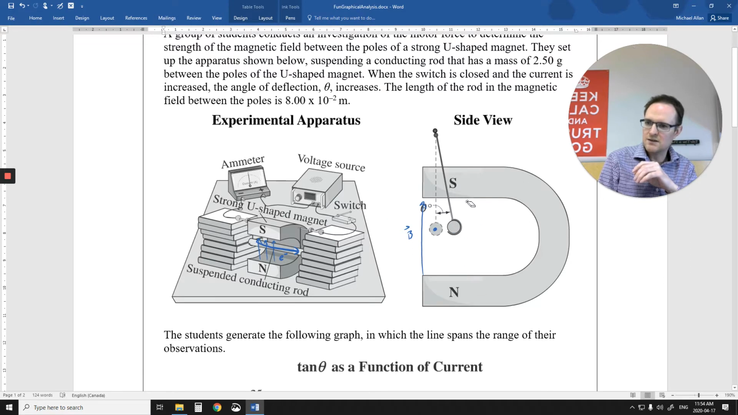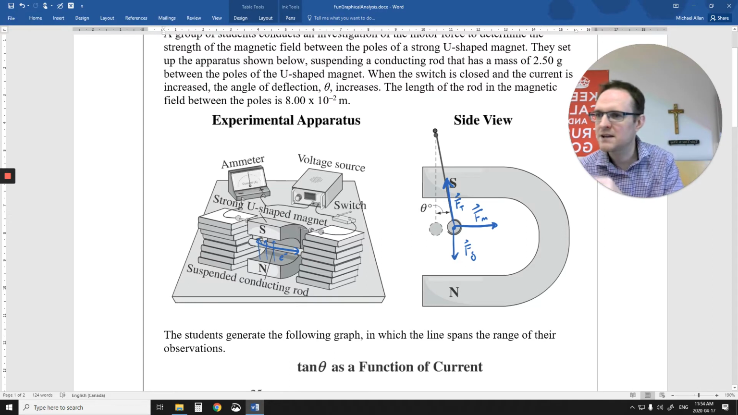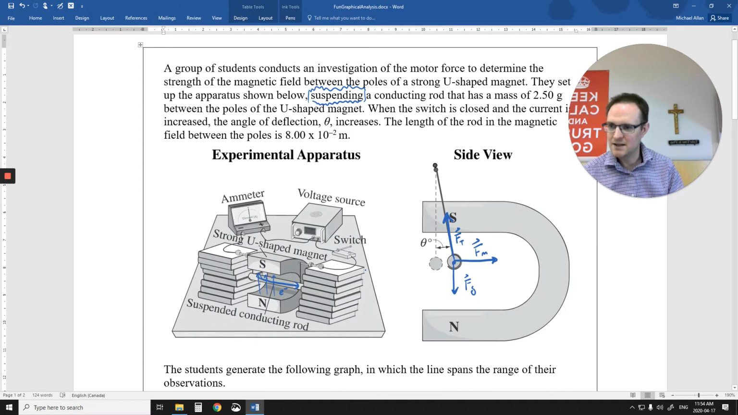But what I'm going to draw here instead are the forces acting on this rod. The force based on my hand rule, my magnetic force, is going inwards here. Gravity is pulling it down, and there is tension in the wire. So I have these three forces, and if the rod is just sitting there suspended, I'm going to assume these three forces must balance each other out. Hopefully I can figure out why they're using tan theta because of that.